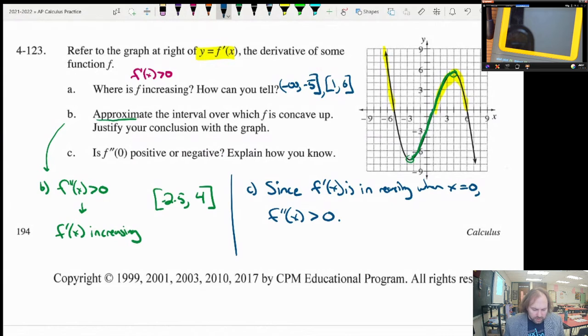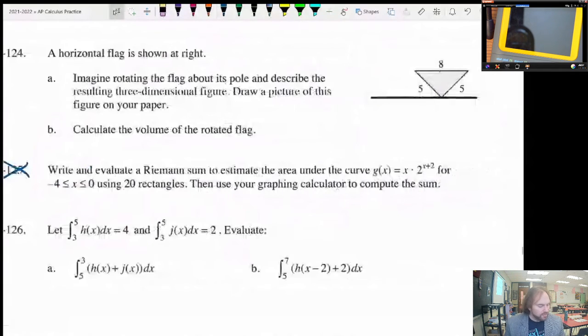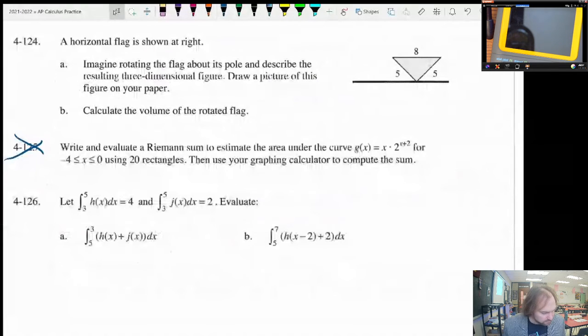Let's go to 124. The horizontal flag is shown at right. We haven't seen a problem like this in a while. This is setting up for a big skill that will pay off later on. So we have a horizontal flag shown at right. Imagine rotating the flag about its pole and describe the resulting three-dimensional figure and draw a picture on your paper.